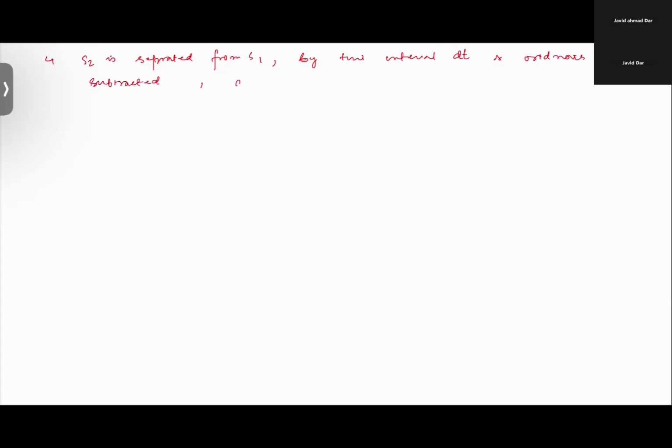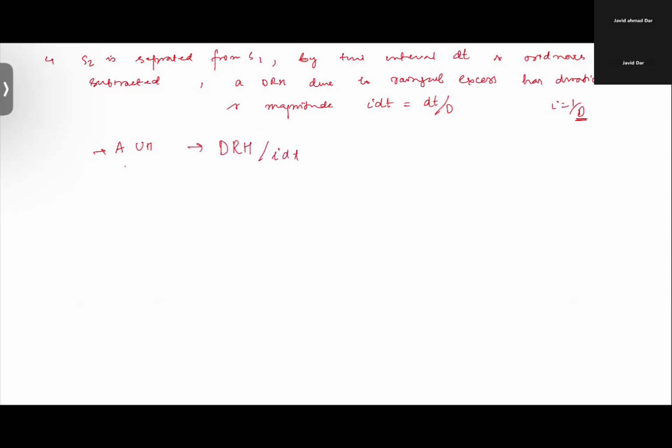So we get a DRH whose rainfall excess has duration dt and magnitude I dt, or we can say dt by capital D because I is 1 by D. So a unit hydrograph of duration dt is then obtained. We can obtain it by simply dividing the DRH that we have computed by I dt. So you have a DRH, you divide it by I dt, you get a unit hydrograph of duration dt.